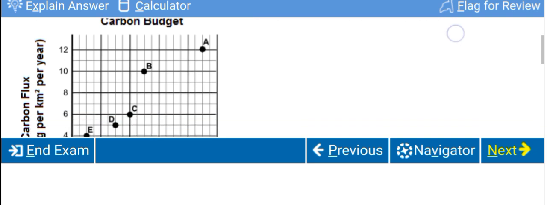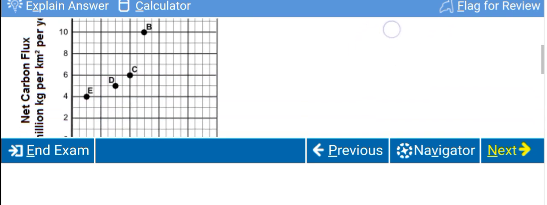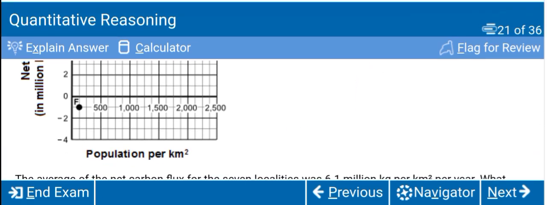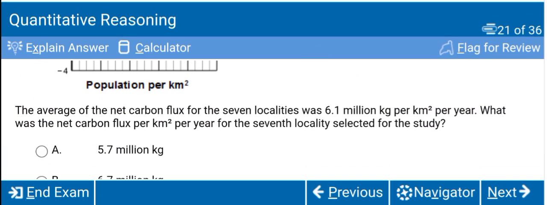So here we have a carbon budget, carbon flux, kilogram per year, and then we have a population per kilometer squared. And the question is that the average of the net carbon flux for the 7 localities was 6.1 million kilogram per kilometer squared per year. So what was the net carbon flux per kilometer squared per year for the 7 localities selected for the study?